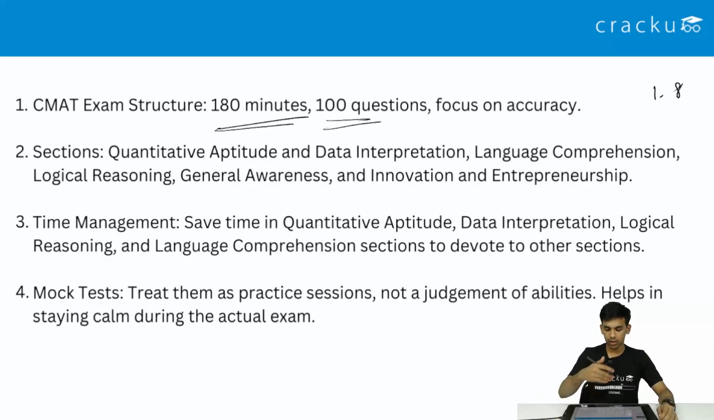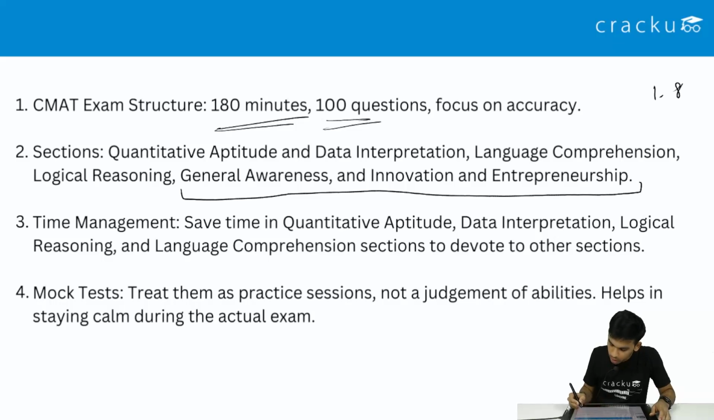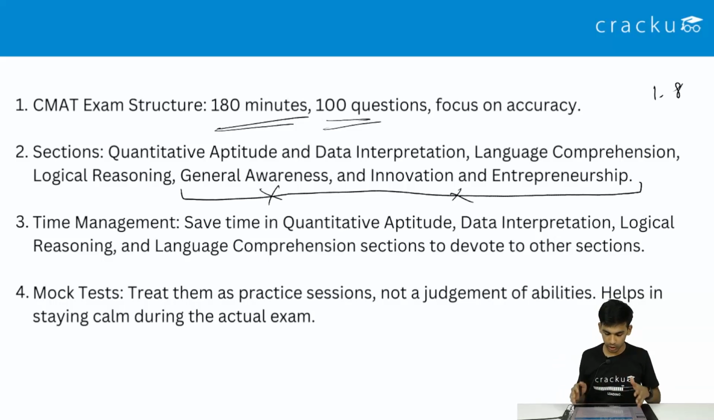Say, for example, we take general awareness and innovation and entrepreneurship. If a particular question comes up and you know the answer, you just mark it. If you don't know, you move forward. You don't spend a lot of time on these two sections because you are not trying to solve something, you're trying to remember something from your memory. Either you know the question, or you knew it but don't remember the answer. These things happen, but the process is very quick, so you can save a lot of time from these two sections.